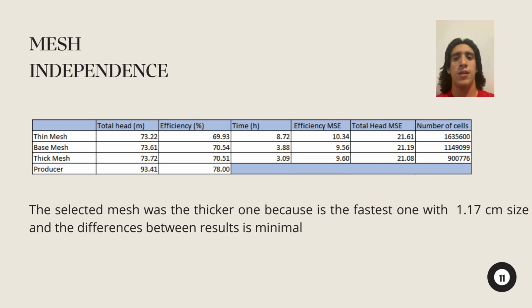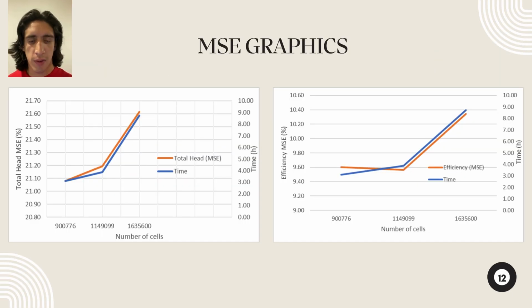In this order of ideas, we selected the thick mesh because it can give good results with a less computed time. And now the following graph shows that type of behavior. Here's the graphic that confirms what was said above about the use of the thicker mesh.